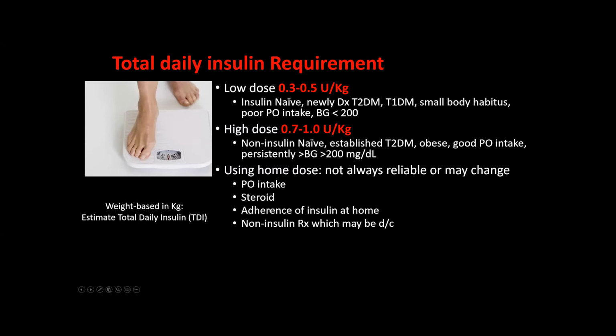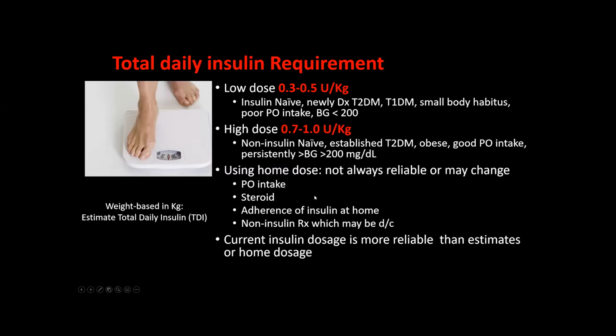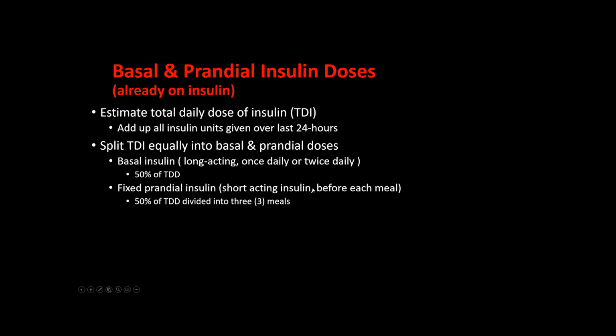That's the reason you might remember we cut the insulin dose down to 40 to 50% from the home dose. At the same time, the patient may be taking an oral agent and insulin together at home, and that's why the patient is now getting sicker. So you stop all the non-insulin therapy when they come to the hospital. So the current insulin dose is a more reliable estimate than the home dose. What it means is that how much insulin the patient received within the last 24 hours is more reliable.